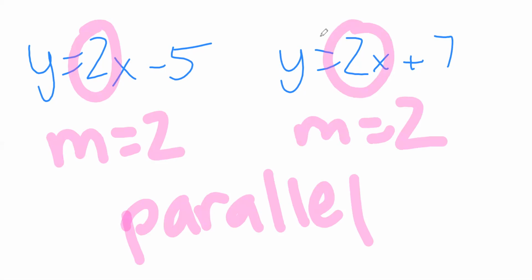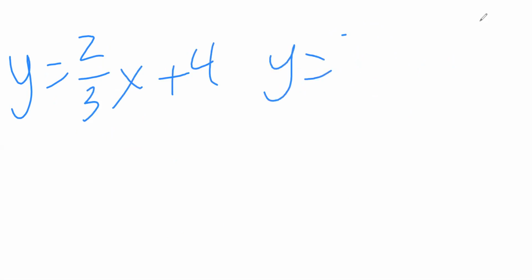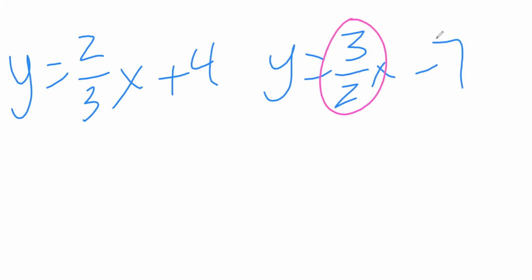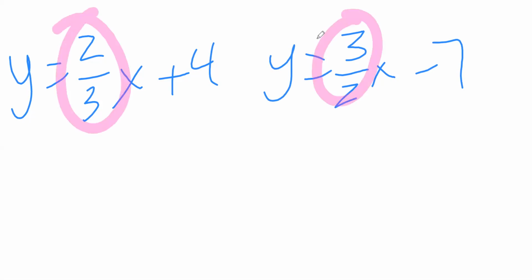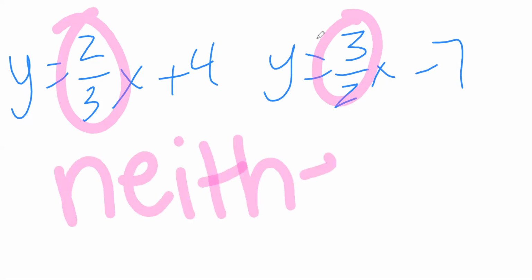All right, and let's go ahead and do another one. Let's say that we have the equation y is equal to 2/3 x plus 4, and another equation, y is equal to 3/2 x minus 7. Looking at these two equations, we have the slopes here. These slopes are reciprocals, right? 2/3 and 3/2. But one of them isn't negative, so these ones are neither. Because they're both positive, they're not negative reciprocals, and they're not the same slope. That's neither.